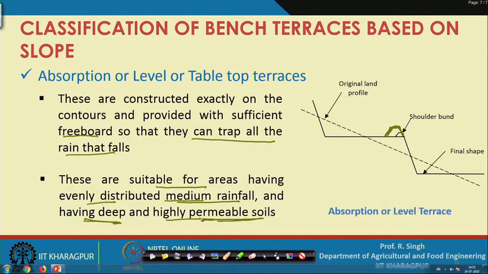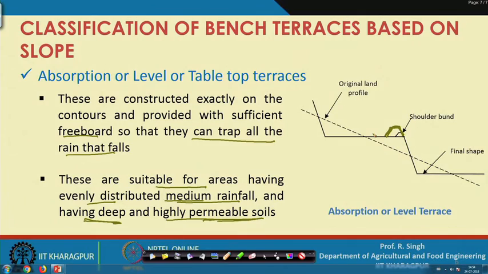be high enough, because if the infiltration capacity itself is not high and these terraces are designed in such a way that no water will be allowed to flow out, obviously that will create a waterlogging situation, and that might create a problem for the crops, or at the same time it may also hamper the machinery operation. So, that is why it is very important that whenever they are adopted, the area has to be of medium rainfall, and the infiltration capacity of the soil should be significantly higher, so that they can retain almost all the rain that falls over these benches, this area.